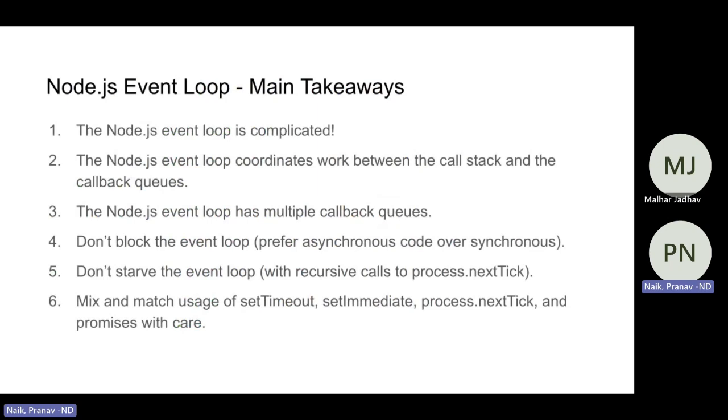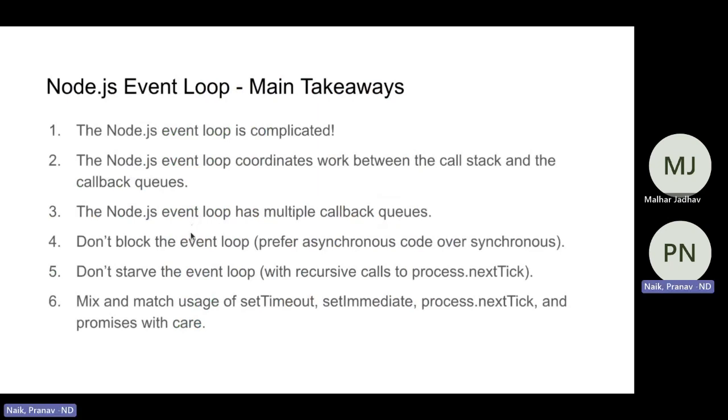So earlier the Node.js event loop was complicated, but now it is not, right? Yes, now it is easy, simplified. The Node.js event loop coordinates work between the call stack and the callback queues. It has multiple callback queues. How many? Six, and two priority queues, which means a total of eight.